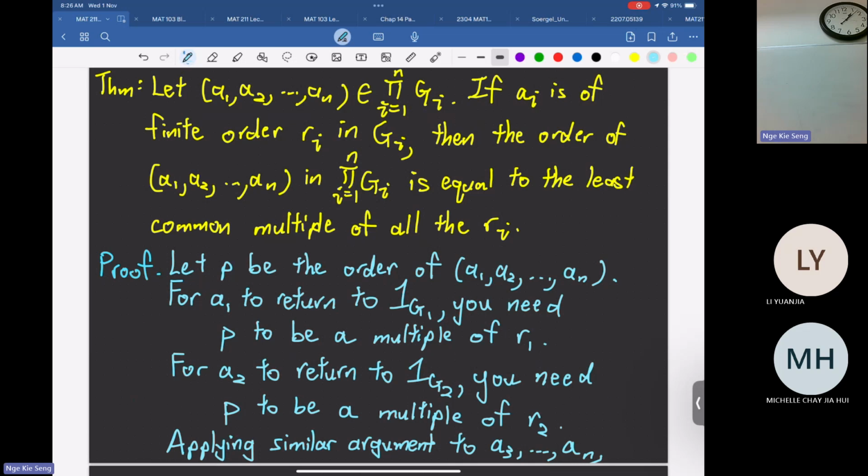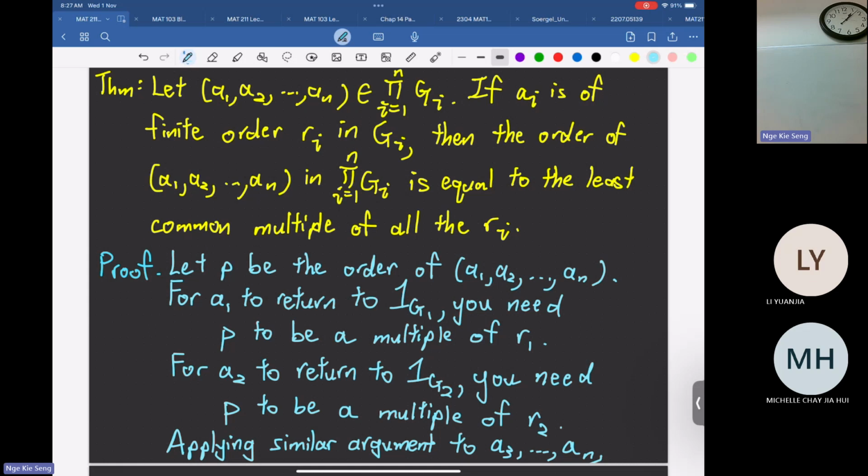If you ask about the order of this element, it is equal to the least common multiple of the Ri. Think about it. Why? What does it mean for Ai to have order Ri? This means that alpha 1 added to itself R1 times gets you to identity. A2 composed R2 times gets you to identity. A3 composed R3 times gets to identity.